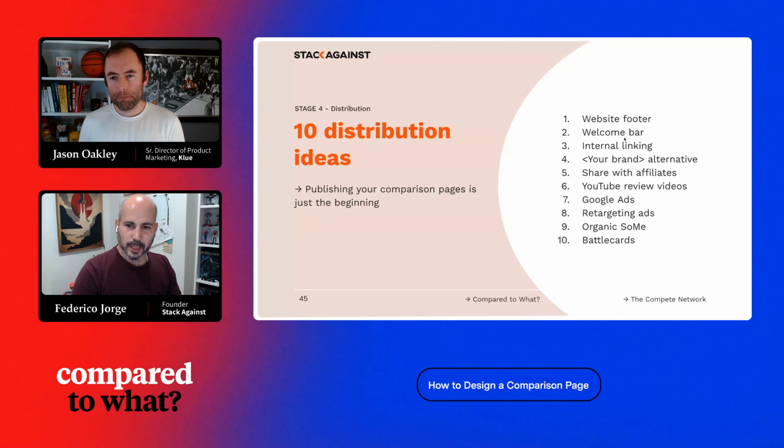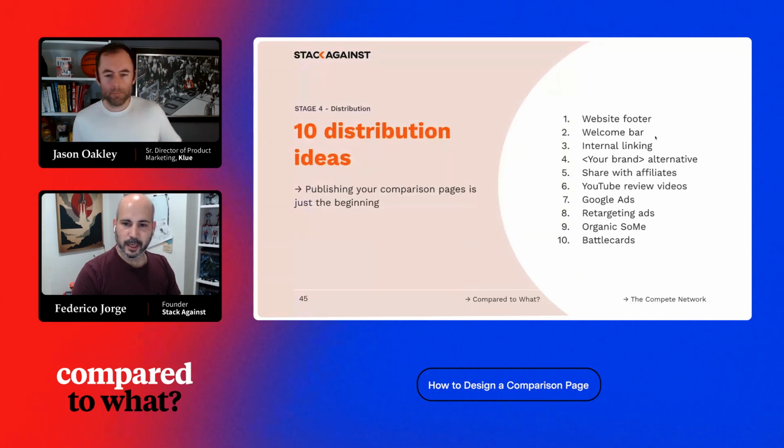Otherwise, you can always add these comparison pages to your footer, just to make sure that somebody landing on your site who is already at the stage of evaluating you versus different competitors finds the answer to those questions, right?